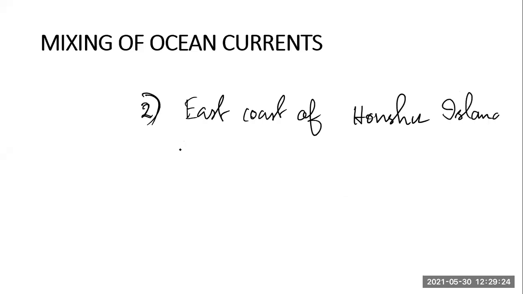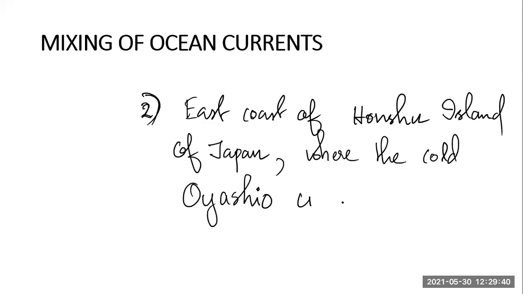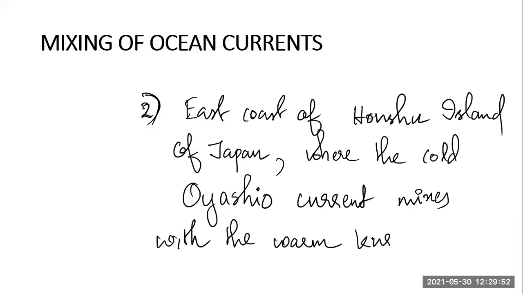Second example, the east coast of Honshu Island of Japan, where the cold Oyashio current mixes with the warm Kuroshio current.